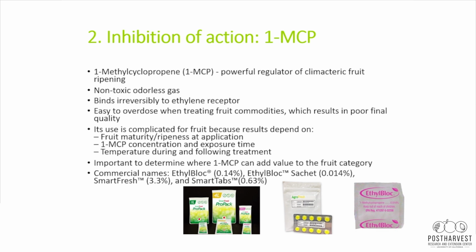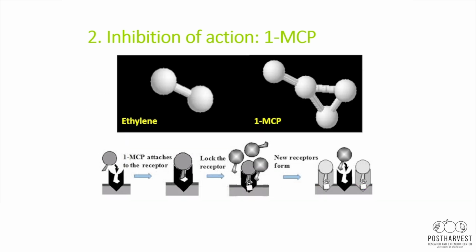Here's how MCP looks. This is ethylene, you see the 2 carbons, and here's MCP. So that's how it binds to the receptor and it tricks the plant. It's attached there, it locks the receptor, and then it stays there. So there's ethylene in the room, but the plant cannot sense it. However, when new receptors form, ethylene can get there, and then it can perceive the presence of ethylene.